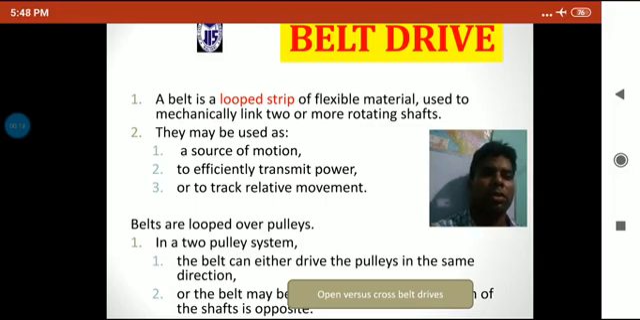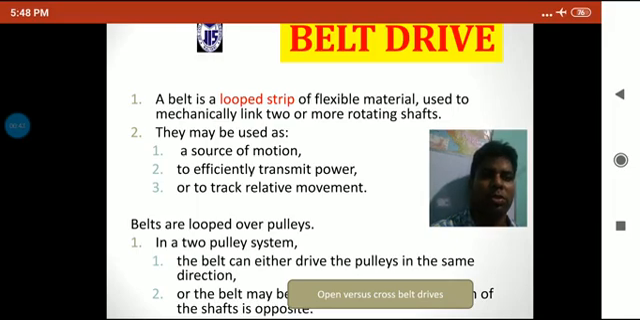Now we can start a new lesson. That lesson is the belt drive, design of belt drive. So first of all, what is a drive, what is a belt drive, and why should we study the design of belt drive? A belt drive is a device which is used for transmission of motion and power from one shaft to another shaft by the medium of a belt.